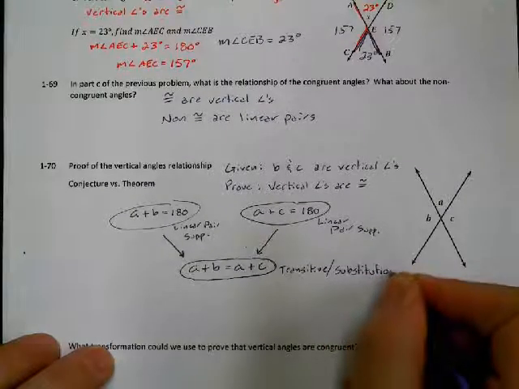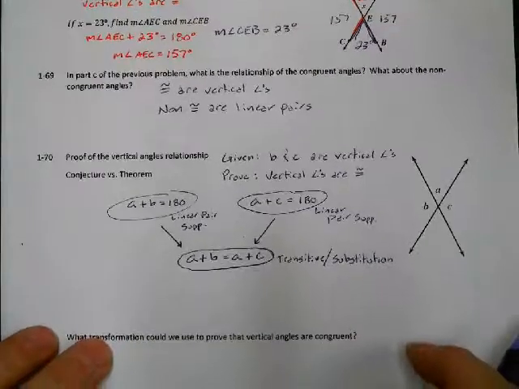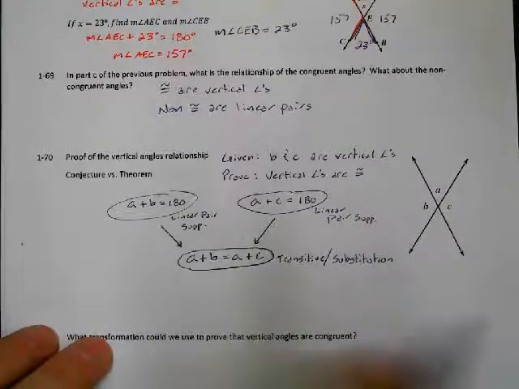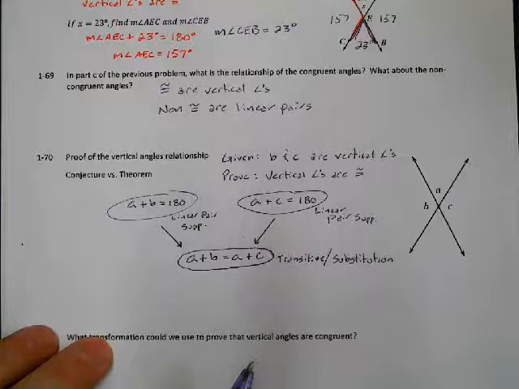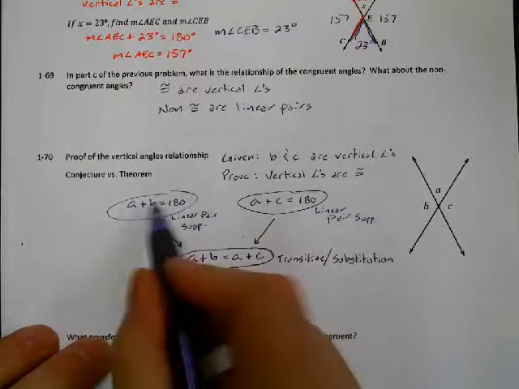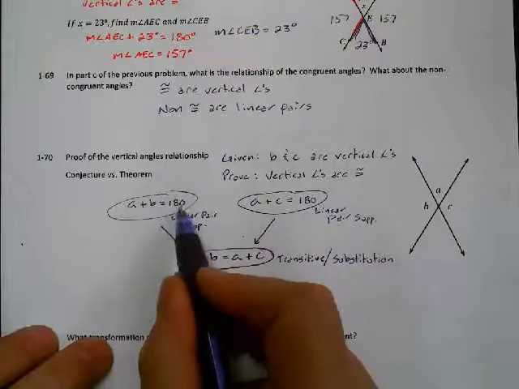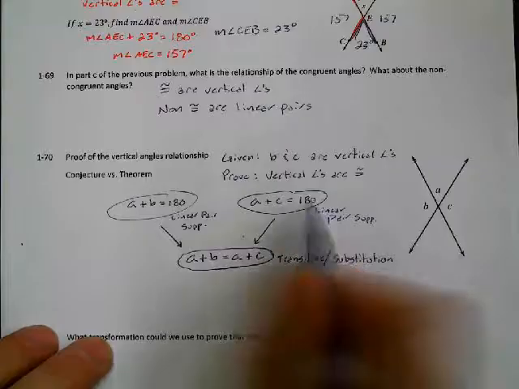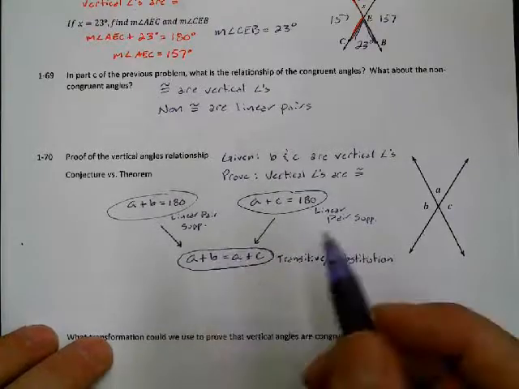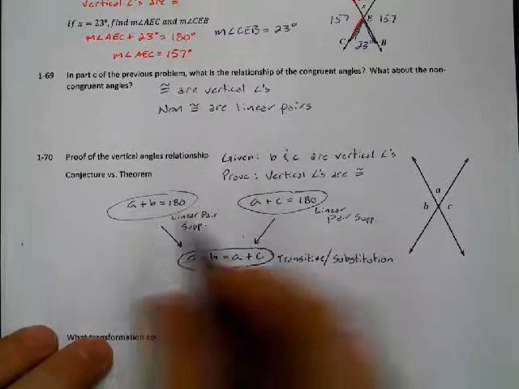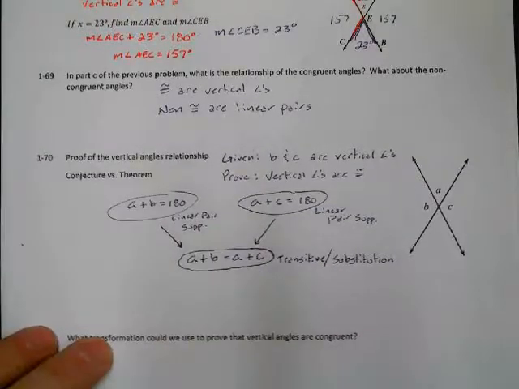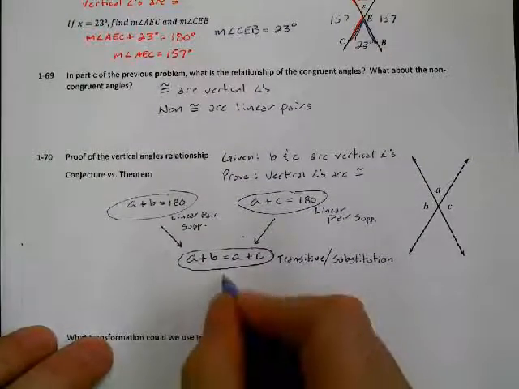So that's the reason why I was allowed to do that. I was substituting, and this is a special type of substitution called the transitive property. Transitive property is just when you have two things equal to the same thing. So this is equal to 180, and this is equal to 180. So if two things are equal to the same thing, the transitive property says they're equal to each other. So A plus B must be equal to A plus C. The last thing I can do is I can now say that B is equal to C.